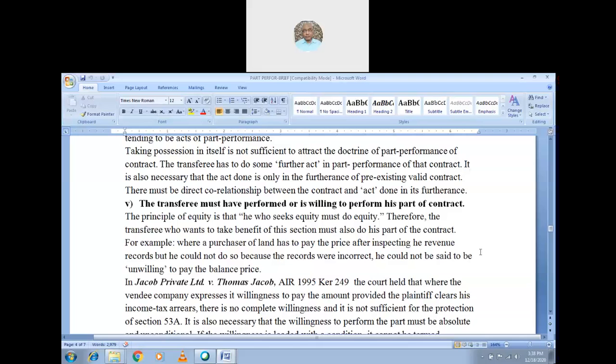Therefore, the transferee who wants to take the benefit of this section must also do his part of the contract. For example, where a purchaser of land has to pay the price after inspecting the revenue records, but he could not do so because the records were incorrect, he could not be said to be unwilling to pay the balance price. So what I want to say here is, merely checking is not enough.